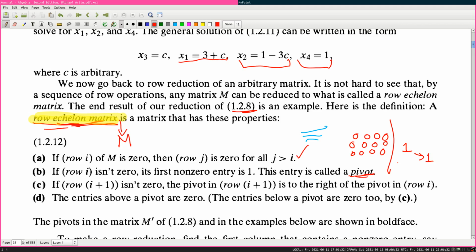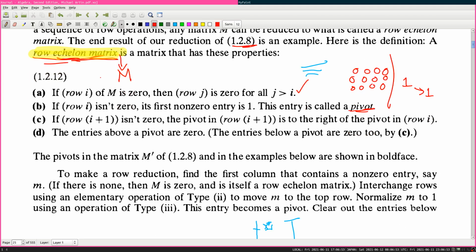The entries above a pivot are 0, so you eliminate everything above a pivot. Entries below a pivot are 0 too, by part C. The pivot is the first non-zero entry, and so you should eliminate below. The pivots in the matrix M prime of 1.2.8 and the examples below are shown in boldface.